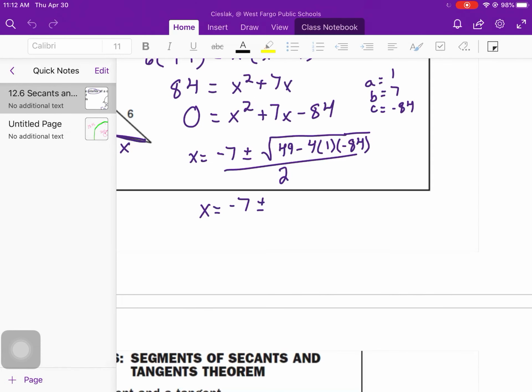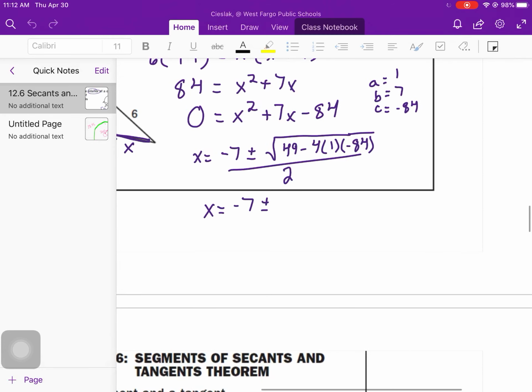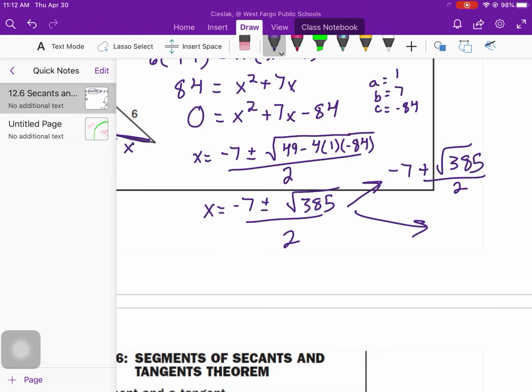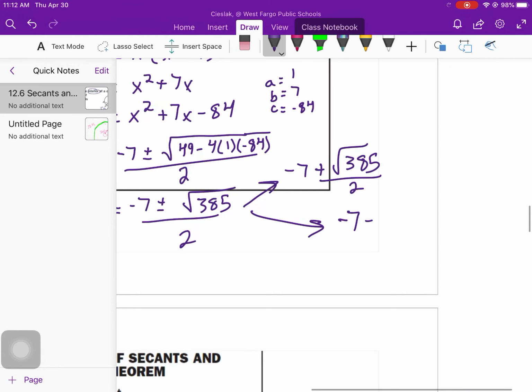So it was negative 7 plus or minus the square root of 385 all over 2. So I broke it up as negative 7 plus the square root of 385, all divided by 2, or it's going to be negative 7 minus the square root of 385, all over 2. Man, this has been a bad video.